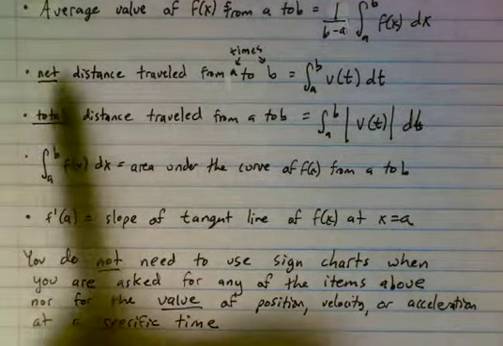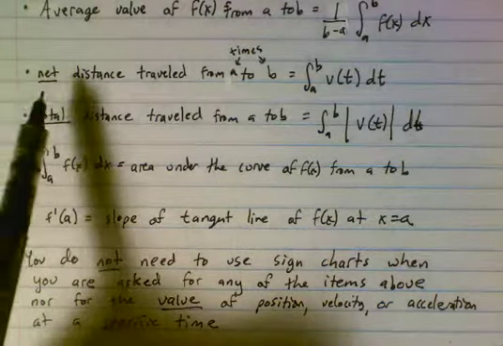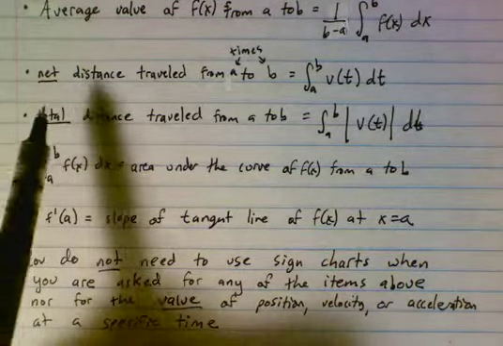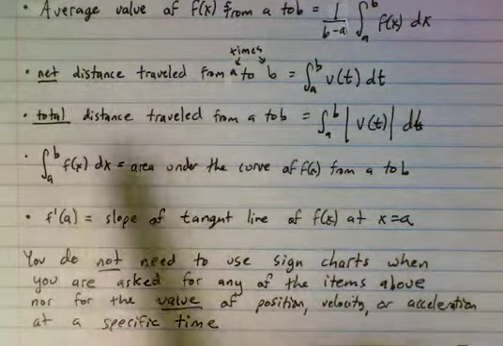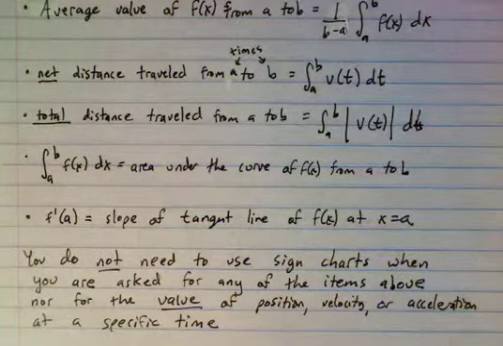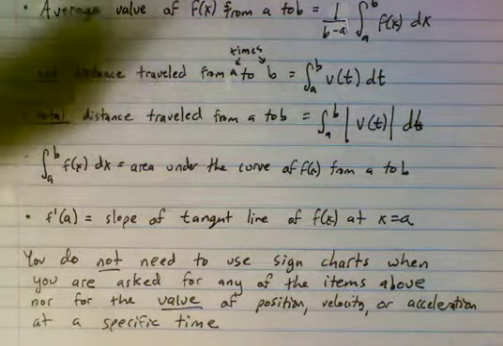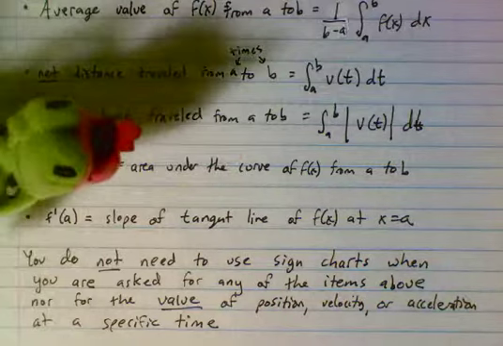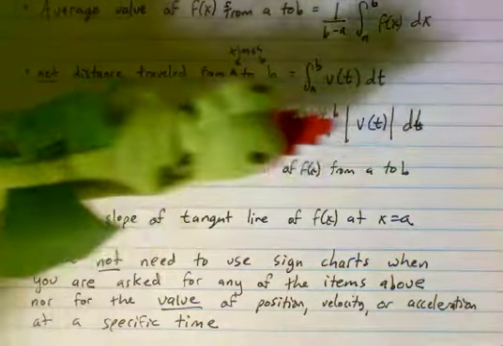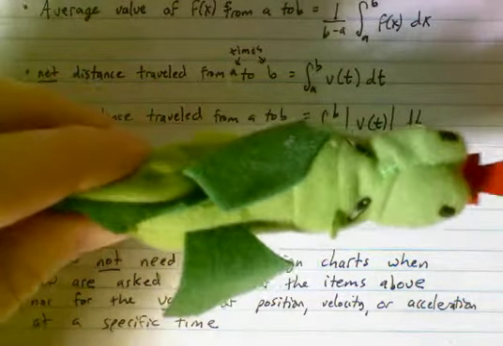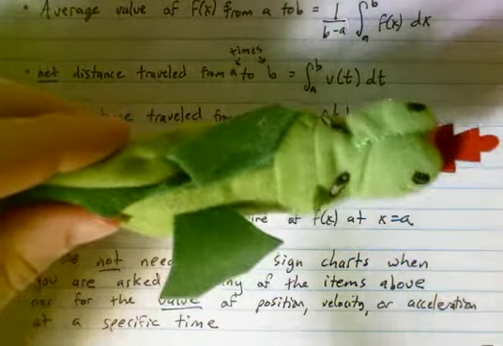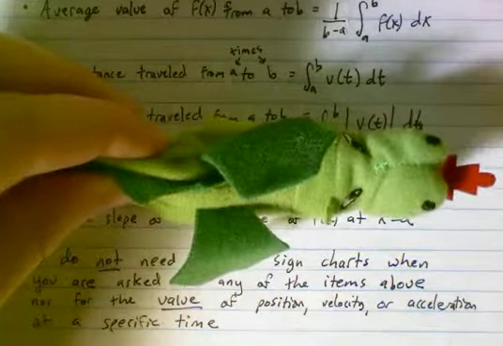In these problems, you're going to be asked sometimes for the net distance traveled from A to B. So that just means that if Moving Man, for example, or let's say the Little Dragon, starts right here and then goes over there and then comes back over here and then goes over there again, then the net distance traveled is from where it started, way back over here, right to where it ended.